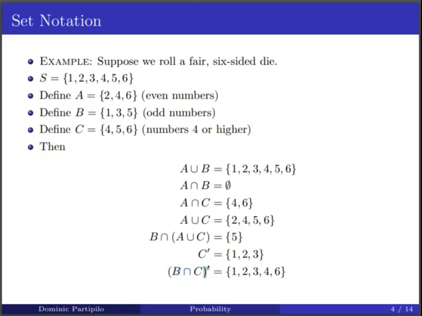And what we want is the complement of the number 5. So all we need to do is look at the sample space and take what's not the number 5. And that's everything else. So that's going to be 1, 2, 3, 4, and 6. So (B intersect C) complement is going to be 1, 2, 3, 4, and 6.